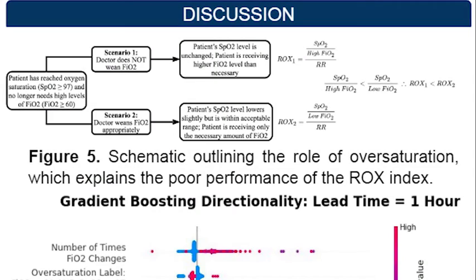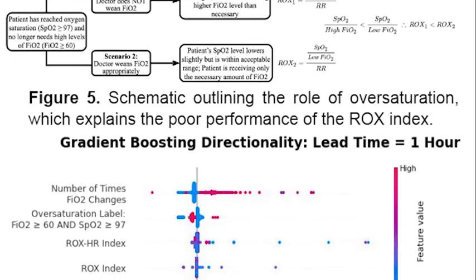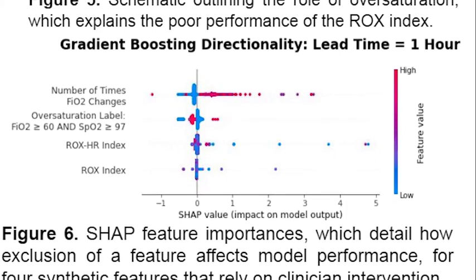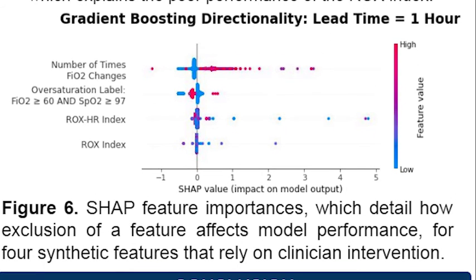Why was the ROX index inaccurate in predicting flow rate escalation? The explanation could lie in the fact that this score relies on the degree of clinical intervention. The same patient could have a different ROX score depending on how actively the clinician lowers the FiO2 upon stabilization. Knowing this, we incorporated two features into our model: the number of times FiO2 was changed and how often the patient's SpO2 saturated without the clinician lowering the FiO2.